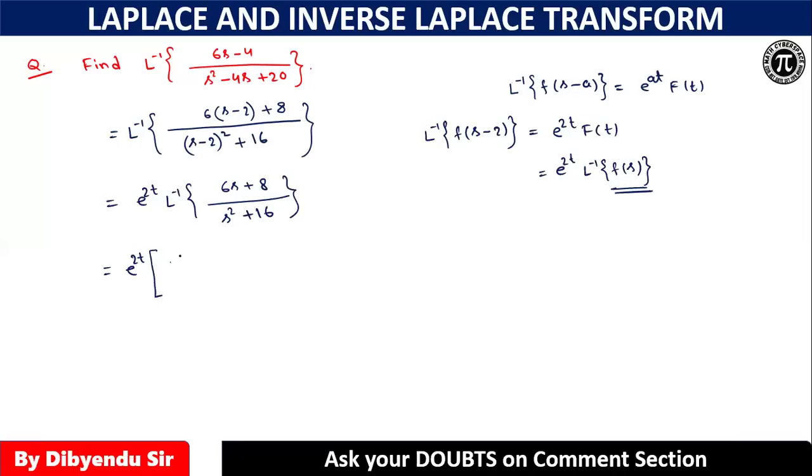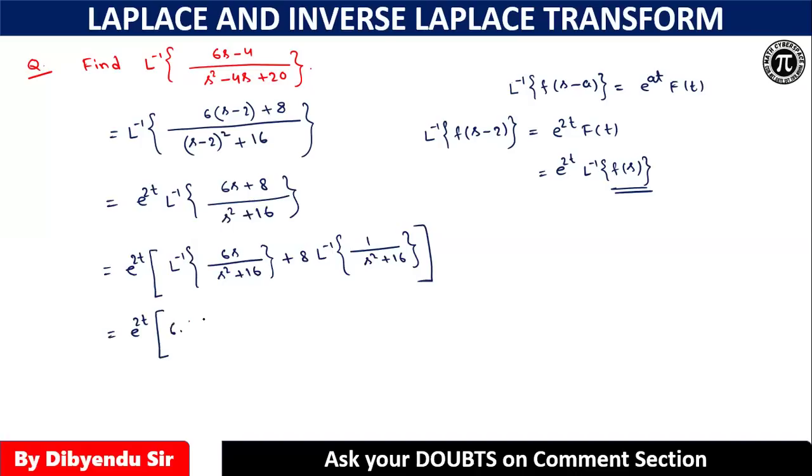Laplace and Laplace inverse always satisfy the linear property. So you can write 6s divided by s square plus 16, plus 8 into Laplace inverse of 1 by s square plus 16. Clear? So this is equal to e to the power 2t. Okay, 6 is common. So you are getting Laplace inverse of s by s square plus 16, plus 8 into, here the term is 1 by s square plus 16.